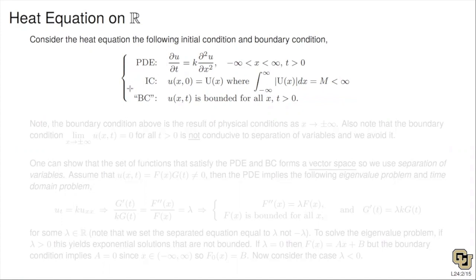And here we don't have a traditional boundary condition. Usually we talk about whether the ends are insulated, or connected to some kind of bath. We have these different scenarios, but here, the only boundary condition we give is that the temperature should be bounded for all space and time. We don't want the temperature to go to infinity or negative infinity. That's why I put boundary conditions in quotes here.